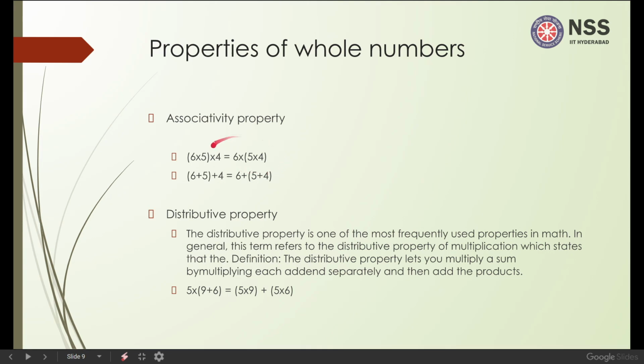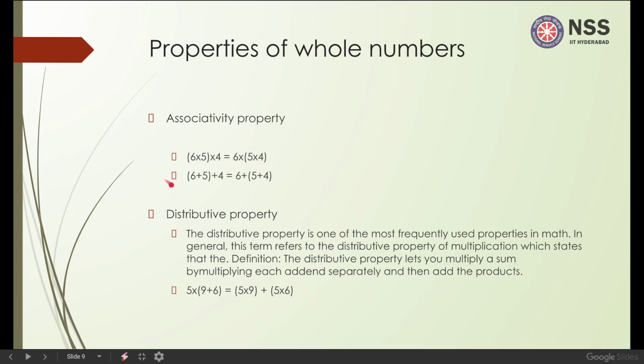Similarly, if we change the brackets, if 5 multiplied by 4 is inside the brackets and then multiplied by 6, therefore 5 multiplied by 4 is 20, and then 20 multiplied by 6 is 120. This is called associative property. The answer did not change by changing the position of brackets.